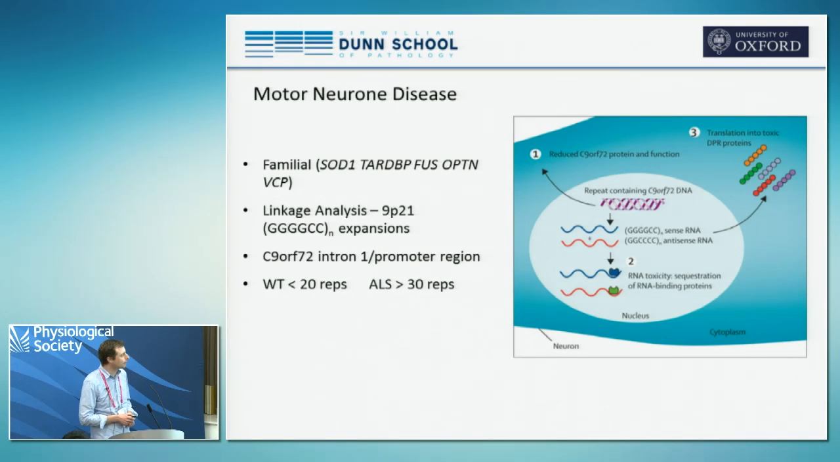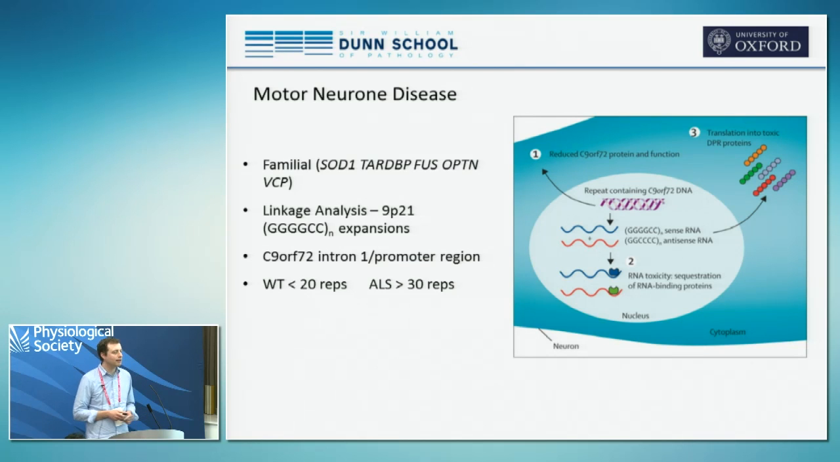Linkage analysis studies just a couple of years ago identified a repeat expansion occurring on chromosome 9, which seems to explain about another 50% of cases. It's inside an open reading frame, which does encode a protein of unknown function. Depending on the transcript variant you're looking at, the repeat expansion is either in the first intron or in the promoter region.